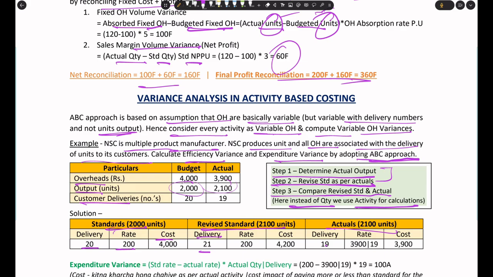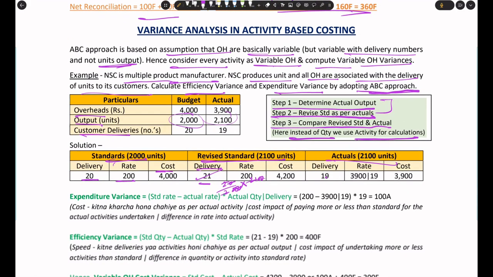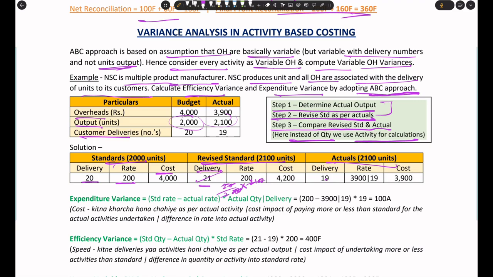This is the standard for actual. So standard for actual is equal to 20. If 20 deliveries is for 2000, then how much for 2100? The answer should be 21. Yes, 21 is the answer. Okay, I am a bit confused here. Not confused, I am just not fully clear.